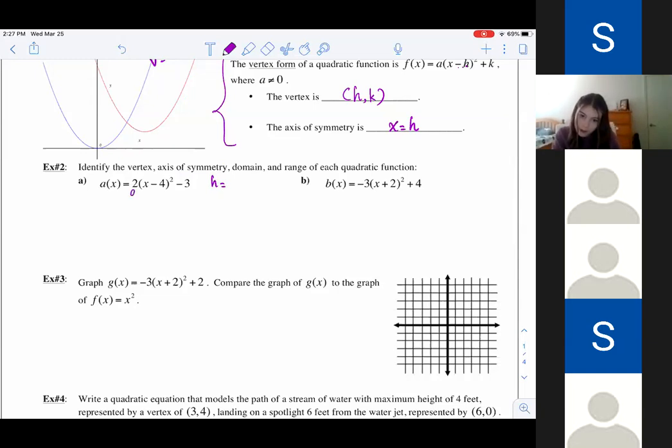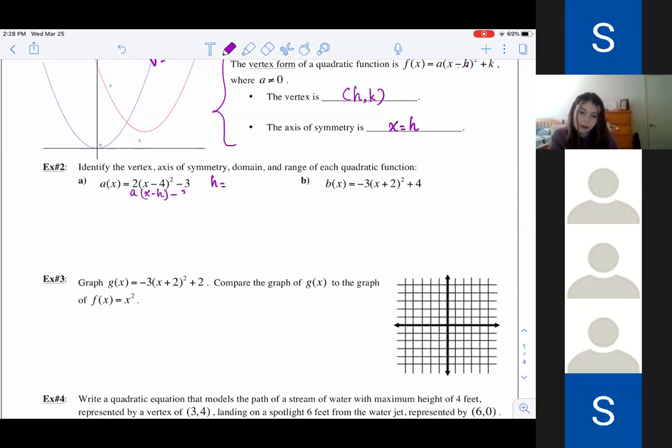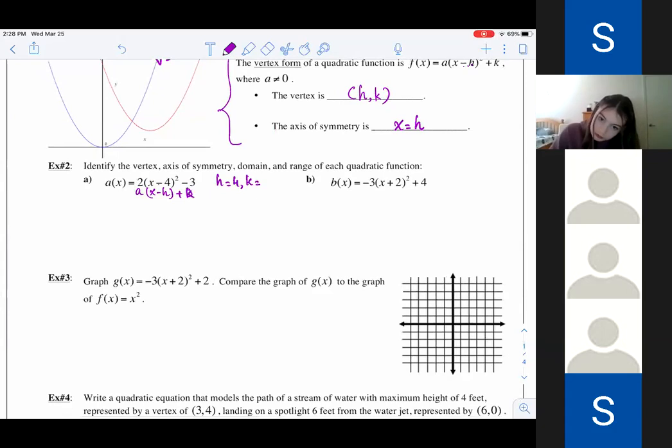So look at this. I'm just going to write like this: x minus negative h, 4. Okay, just look at this: x minus h. What is h replaced by in the problem? 4, right? So h is 4, not negative 4, and k is equal to? 3. It's supposed to be plus k, but we have negative 3, so k is negative 3.